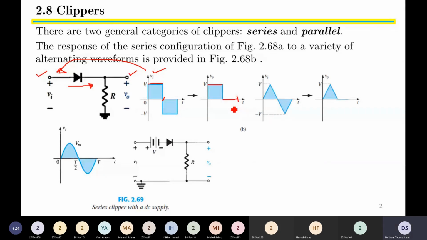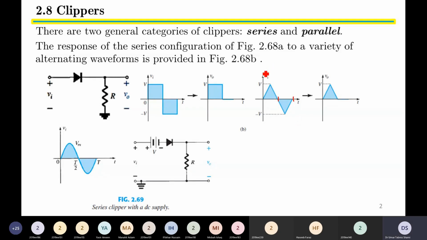This was the first example. This was the first initial discussion on the clippers. Now let us look at another example. Let us take a triangular waveform. The triangular waveform has a positive voltage from 0 to time pi, and a negative voltage from time pi to time 2 pi.